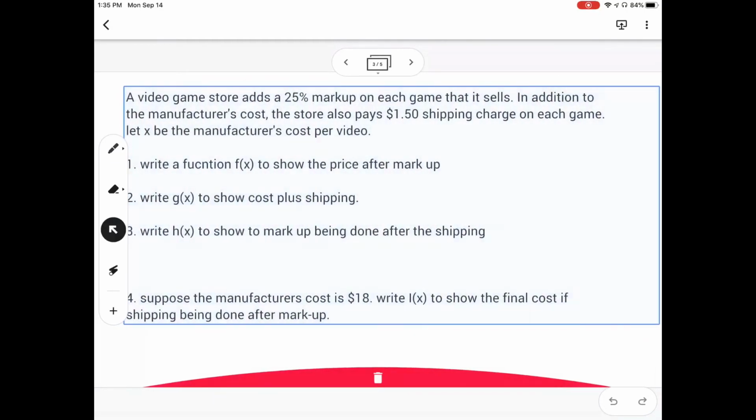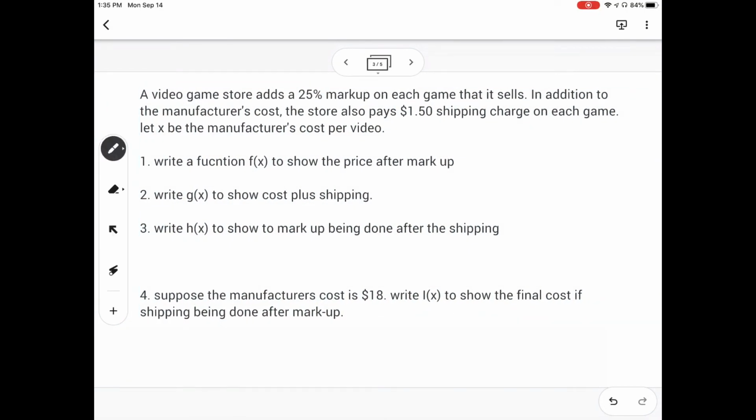In our second example here, it says a video game store adds 25% markup on each game that it sells. In addition to the manufacturer's cost, the store pays a $1.50 shipping charge on each game. x is the manufacturer's cost per video game. Number 1, write a function to show the price after the markup.